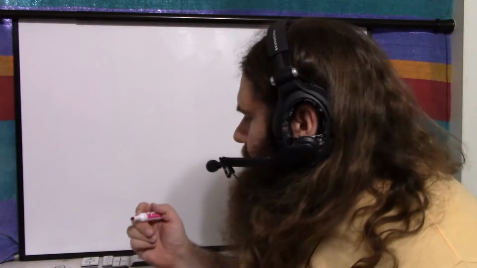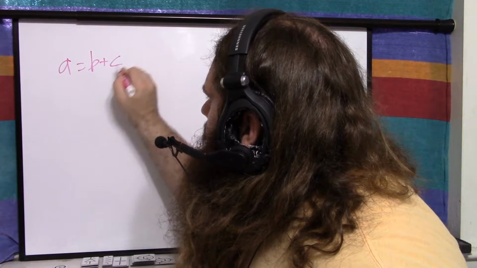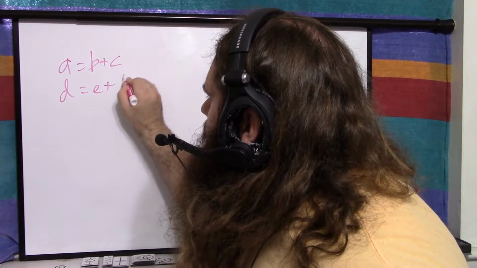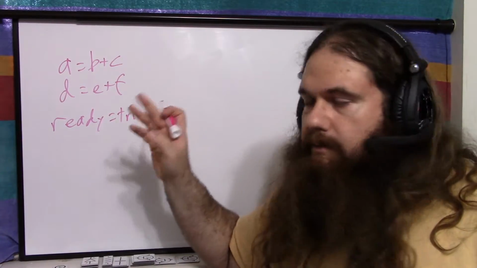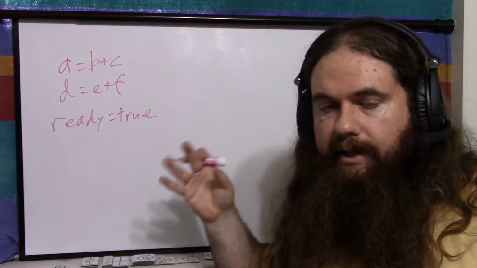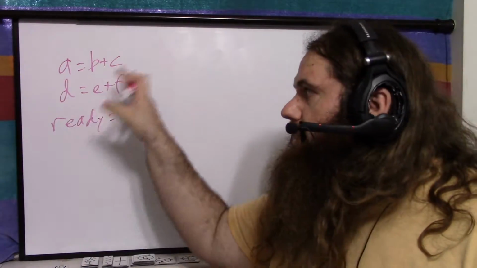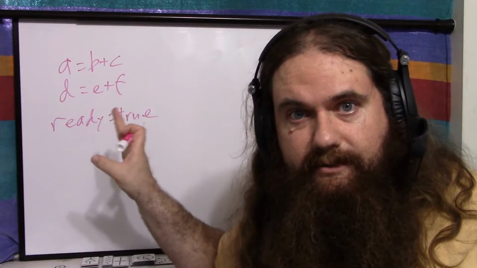Imagine you have the following. A equals B plus C. D equals E plus F. Ready equals true. This is what's called the producer and consumer model. One thread creates something, the other thread uses it. This is extremely common. Obviously, this is a stupid example. This is for illustration. You get it.